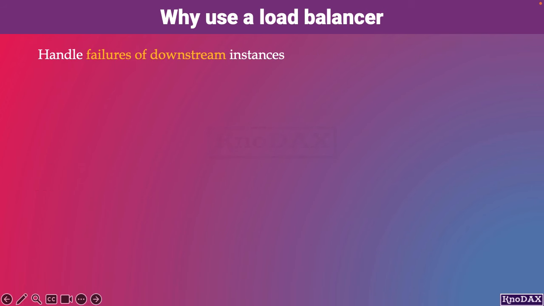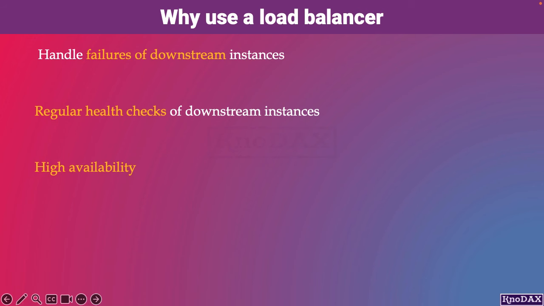Load balancers can handle failures of downstream instances seamlessly. Load balancers also do regular health checks of downstream instances. Load balancers help provide high availability for your deployed applications by forwarding traffic to healthy instances. So we looked at what a load balancer is, and why we need a load balancer.